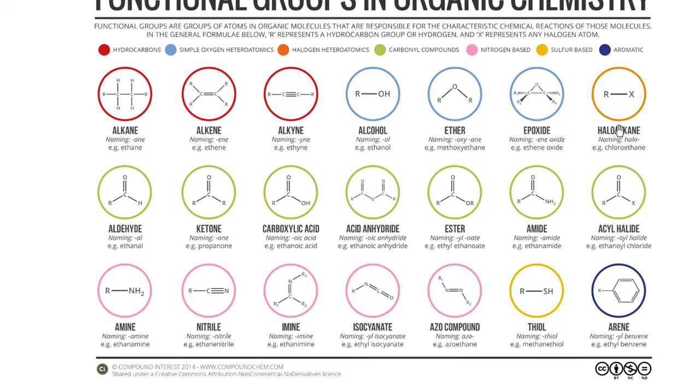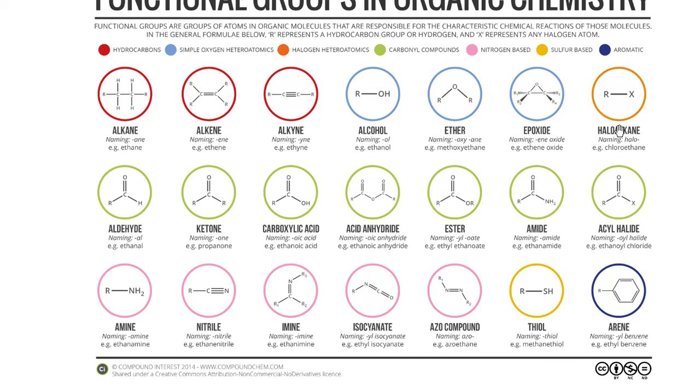Halogens. Their other name is haloalkanes, and X is the generic form of a halogen. So halogen means fluoride, chloride, bromide, iodide. Column 17.